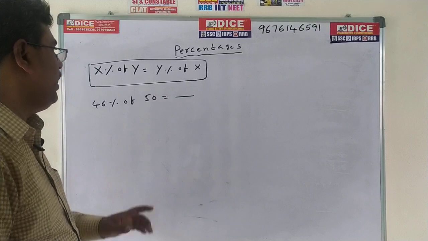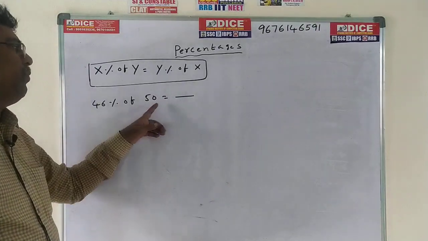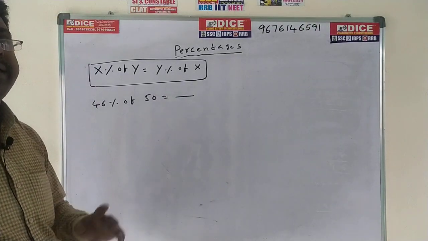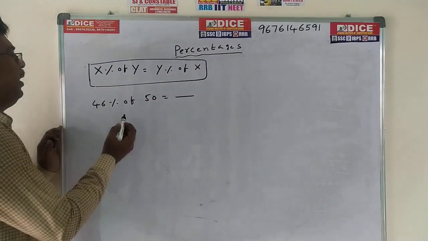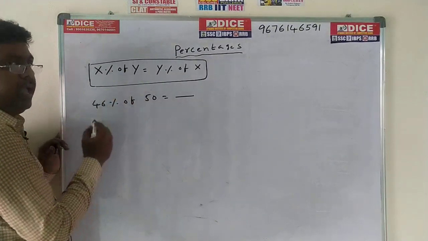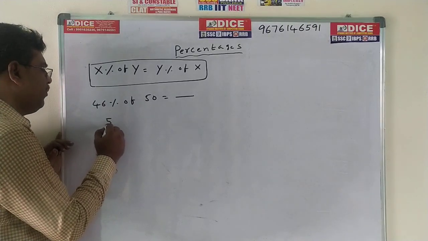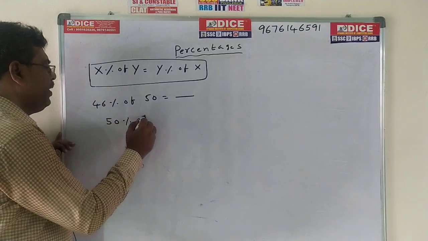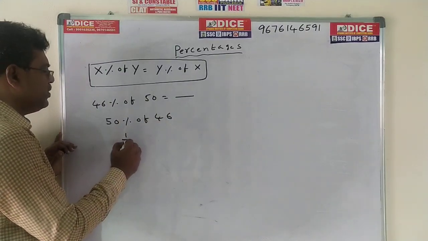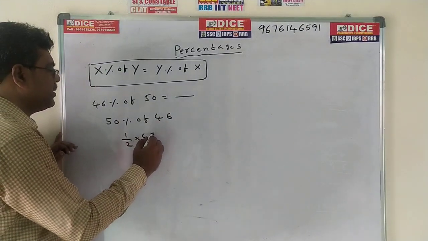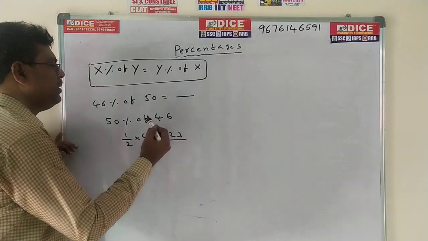Suppose you see a small example: 46% of 50 is equal to dash. So here we can write this value as 50% of 46. We know the 50% value as a fraction is 1 by 2. 1 by 2 into 46, so the answer is 23.